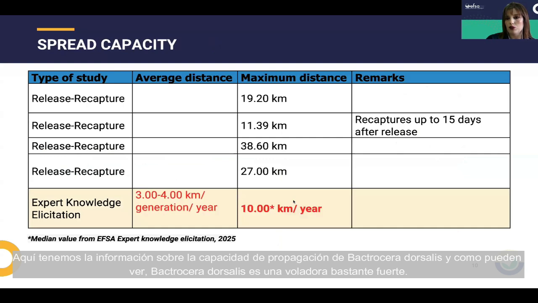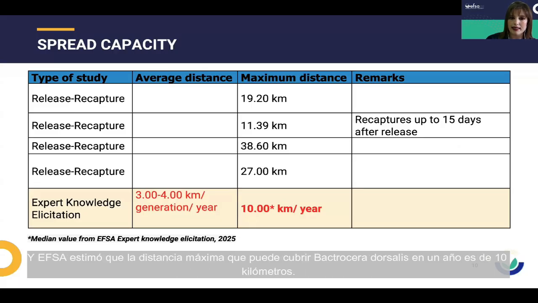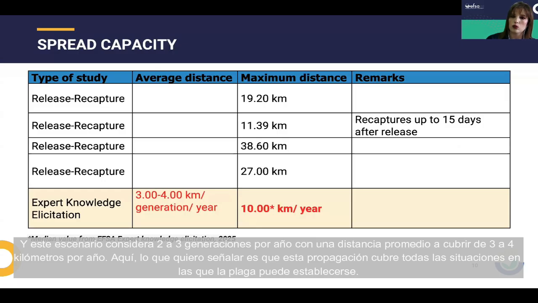Here we have the information regarding the spread capacity of Bactrocera dorsalis, and as you can see, Bactrocera dorsalis is quite a strong flyer, and EFSA estimated that the maximum distance that can be covered by Bactrocera dorsalis in 1 year is 10 kilometers. This scenario considers 2 to 3 generations per year, with an average distance covered of 3 to 4 kilometers per year. What I want to point out is that this spread covers every situation in which the pest can establish.